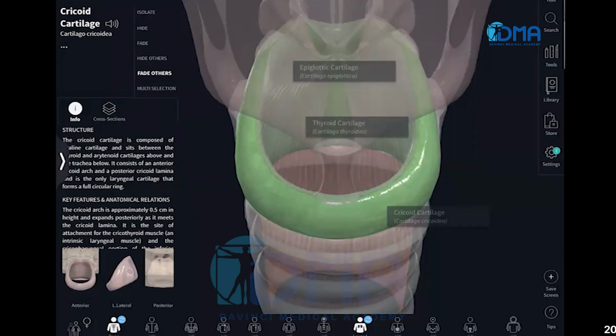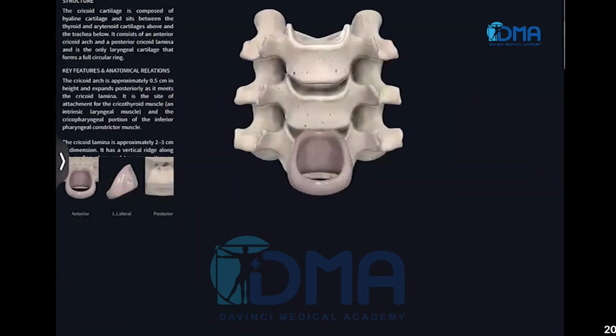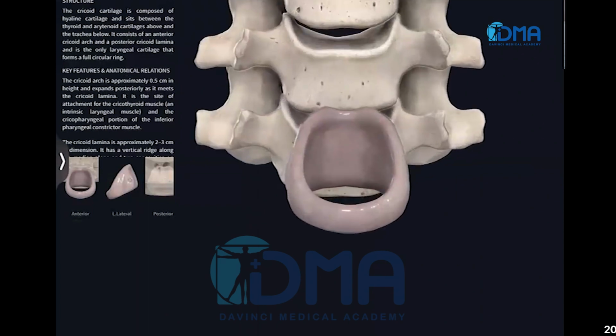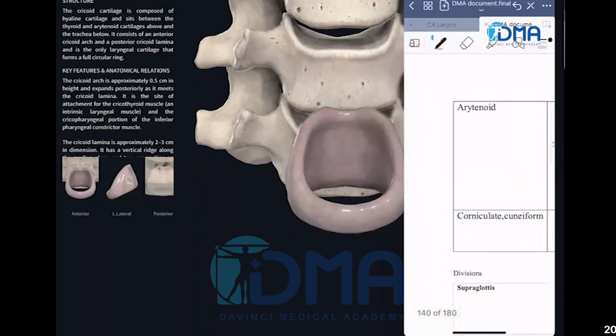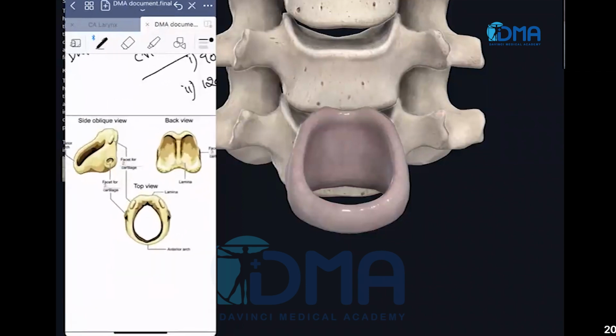So now I will isolate this. This is the posterior view. You just look into this view. So it looks like a ring. Okay. So the shape of this cricoid cartilage is, how can you call it, signet ring appearance? You just look into this. This is a ring shaped cricoid cartilage. It looks like a ring. So it's a signet ring shape.